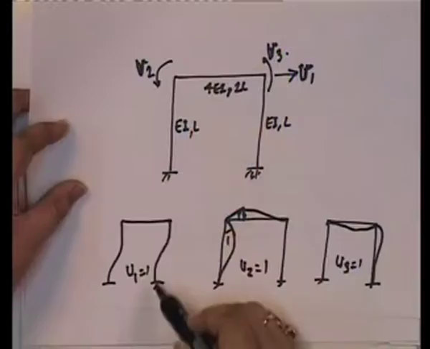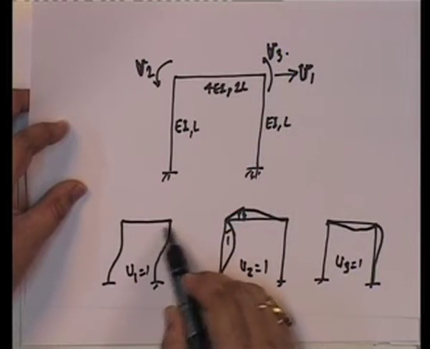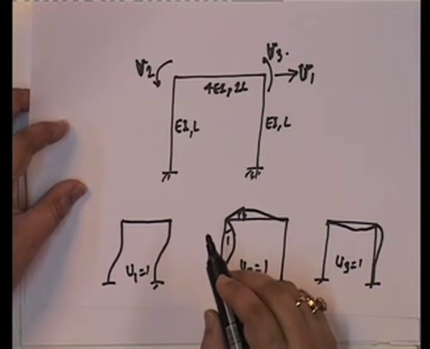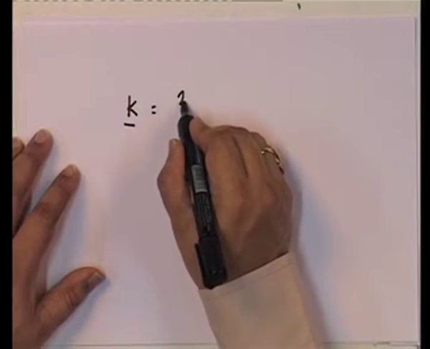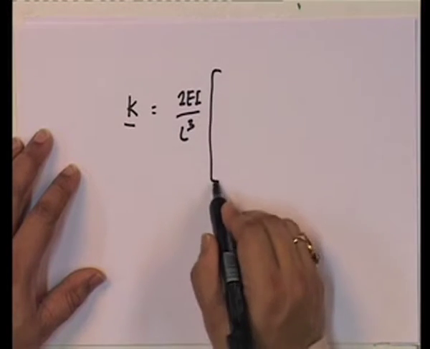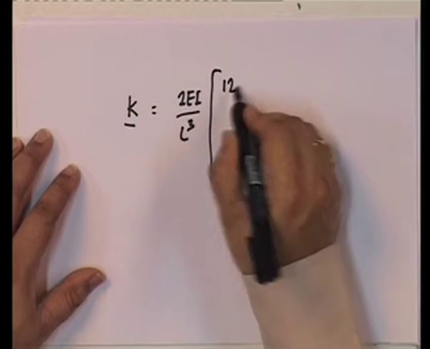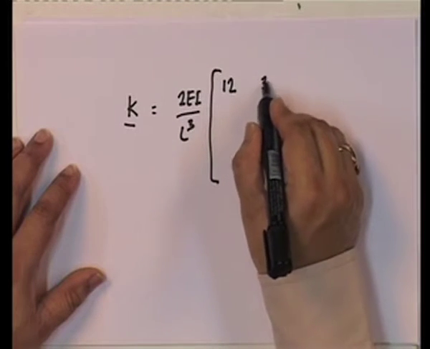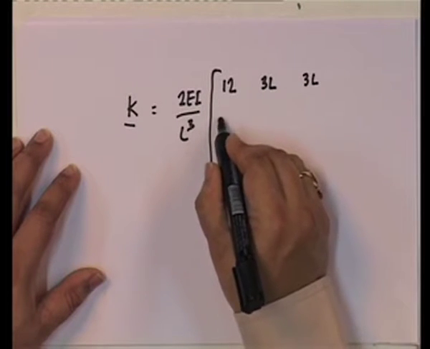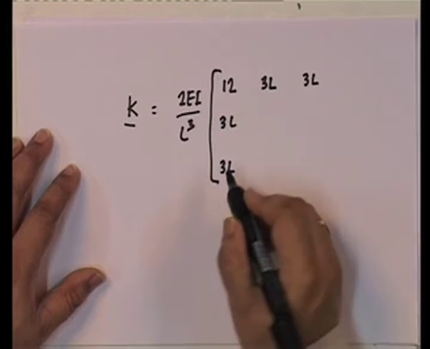Here these two move, because of that I have 12 EI by L cubed coming in, 12 EI by L cubed, 12 EI by L cubed, and so 24 EI by L cubed. I will leave this to you as an exercise, but the K matrix turns out to be, in terms of 2 EI by L cubed outside, 12, 3 L, 3 L. Again these are symmetric, so these will be 3 L, 3 L.